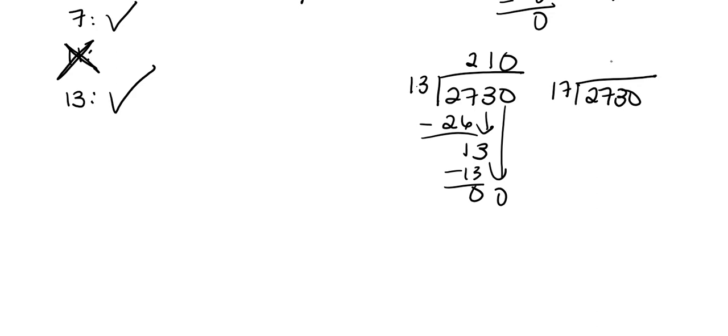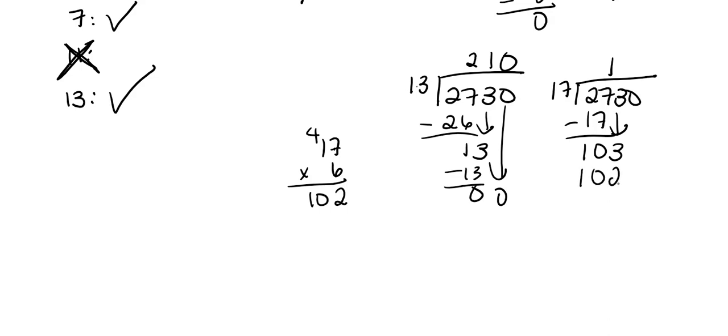Well, 17 can go into 27 1 time. We subtract, we get 10. We bring down that 3. Well, 17 goes into 103 6 times. That's 102. We subtract, we get 1. Then we bring down that 0. Oh, I should have put a 6 there, because 17 times 6 is 102. That's where we got there. And then we have a 10. Well, 17 can't go into 10 evenly, so 17 does not work.